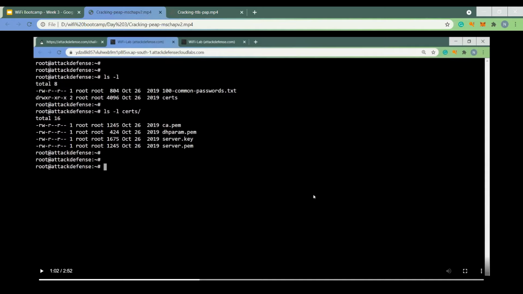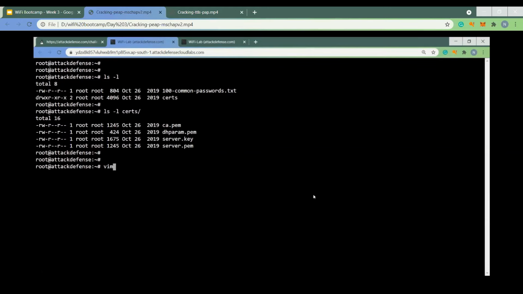I'm very sure that most of you are already familiar with TLS certificates. If you are not, don't worry. I'll post some resources in the resource channel, which will talk about what these are, how these are used, and how you can generate these using OpenSSL. So we have all the certificates here.